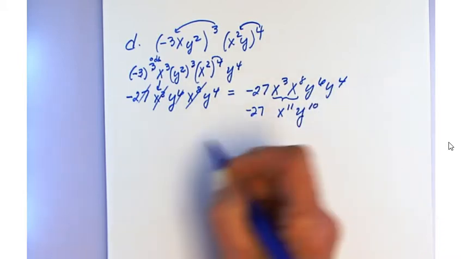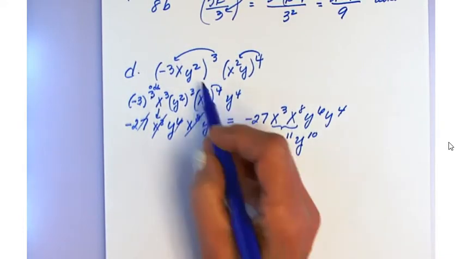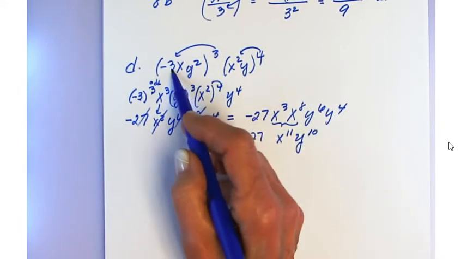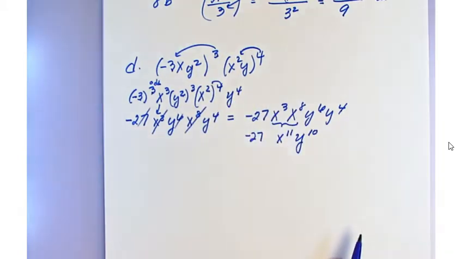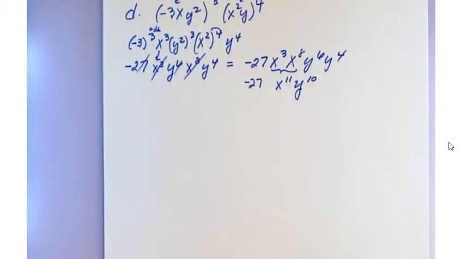So this was pretty involved. We had power to a power, we had a coefficient, power to a power, and then we had to multiply. So it took everything we learned and it put it into one question there.